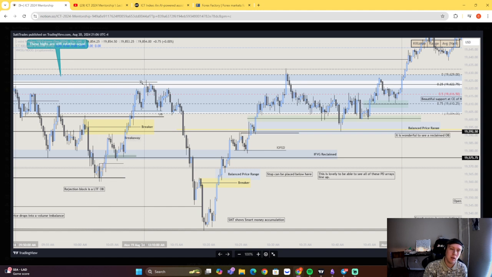Then we have a fair value gap right there. Trading up the buy side right there. Within this breaker, we have a breakaway gap right there. Boom. Imbalance right there. Boom to buy side. Then we come back down.